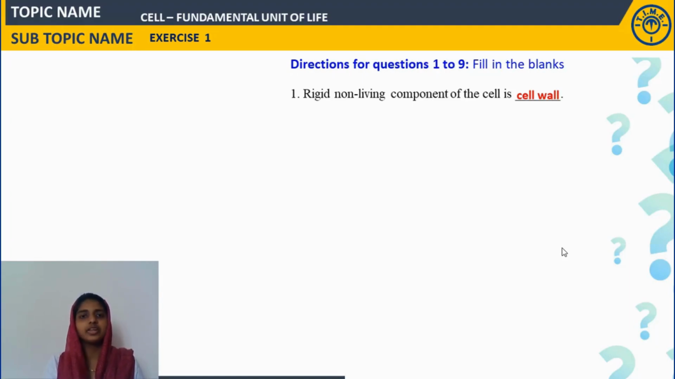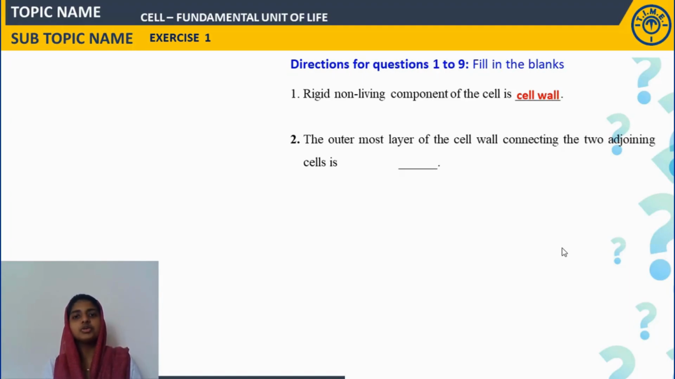Second question: the outermost layer of cell wall connecting to adjoining cell is? Which is the outermost layer which cements to the adjacent cell? Yes, it's nothing but middle lamella. So, the answer is middle lamella. It cements the two adjacent cells together.